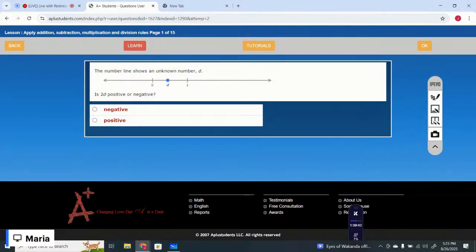The number line shows an unknown number D. Is 2D positive or negative? So D is on the right hand side of 0. D is positive. 2 is also positive. Option number 2 is the correct option.